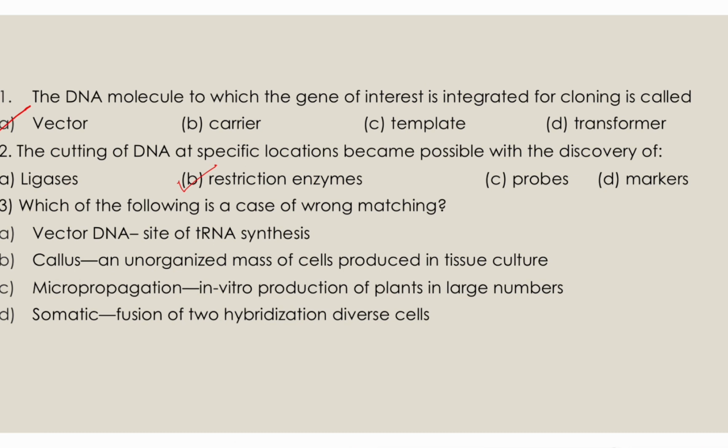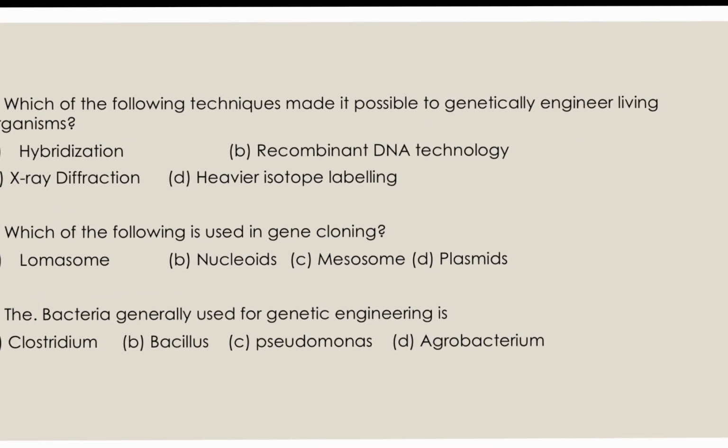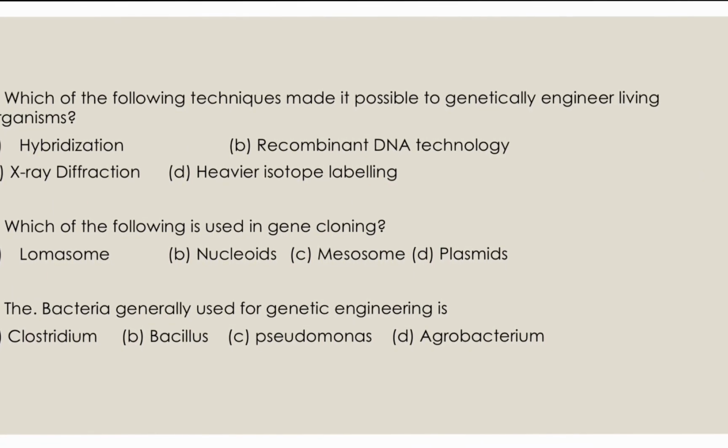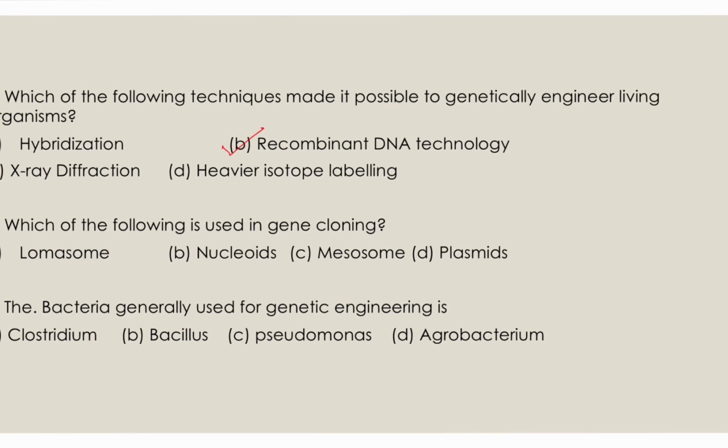So the answer will be vector DNA, because vector DNA is not a site of tRNA synthesis but carries a foreign DNA segment and replicates inside the host cell. They are used in recombinant DNA technology. Next question is, which of the following techniques made it possible to genetically engineer living organisms? So this is recombinant DNA technology. Fifth, which of the following is used in gene cloning? Plasmids. Sixth, the bacteria generally used for genetic engineering is Agrobacterium.